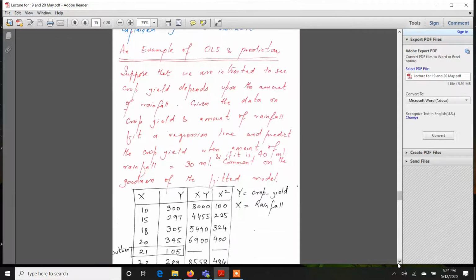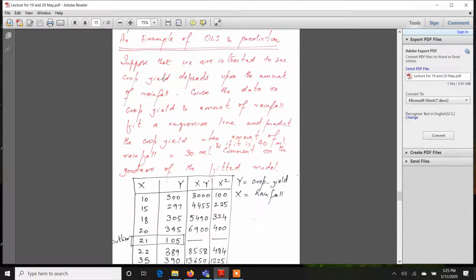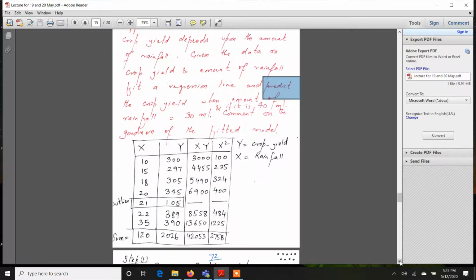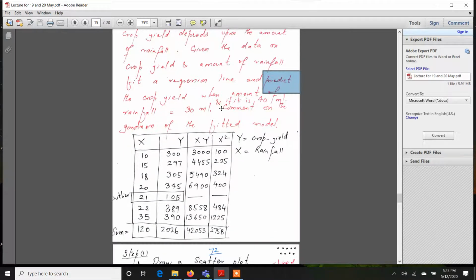Suppose we have data on crop yield and the amount of rainfall, and y is equal to crop yield, that is, it is dependent upon the amount of rainfall. We have this data and we are asked that given this data on crop yield and amount of rainfall, fit a regression line and predict the crop yield. You always predict the dependent variable. So it's understood that the dependent variable is crop yield, because crop yield is dependent upon amount of rainfall. You have to predict crop yield when amount of rainfall is 30 and if it is 40.